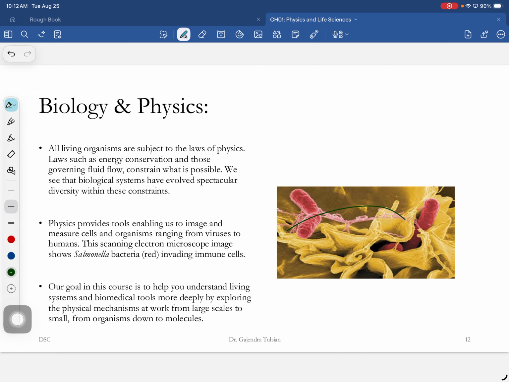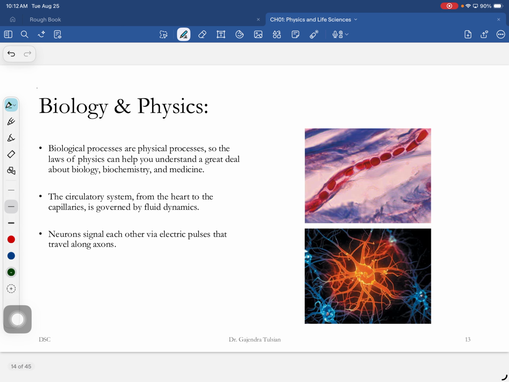All right. So anyway, that's the scanning tunneling microscope. So you can see tiny objects. You can see objects as small as 10 or 15 atoms. So physics provides those tools. Biological processes are physical processes. They help you understand a great deal about biology.